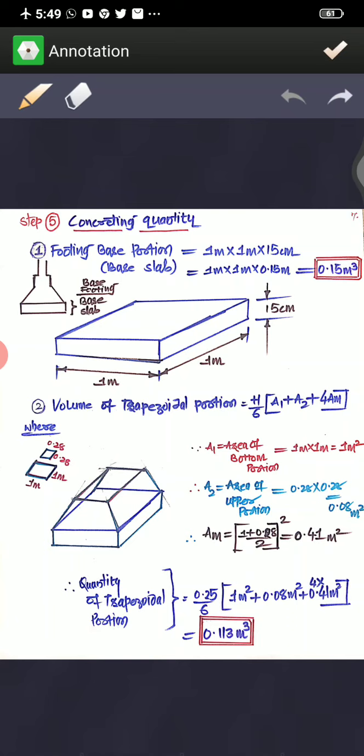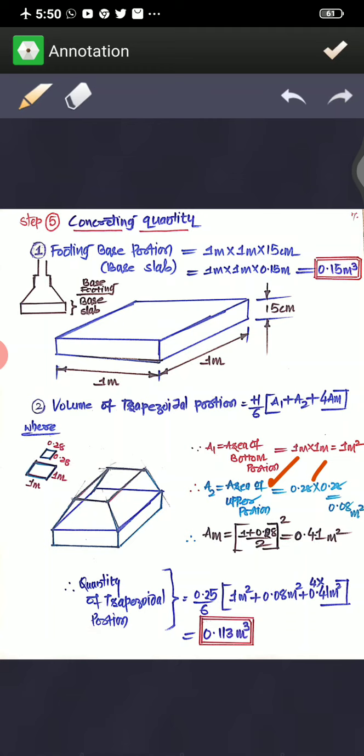Now for this trapezoidal or tapered portion, you can use the trapezoidal formula, h by 6 into (a1 plus a2 plus 4 times am). a1 is the area of the bottom portion, which is 1 meter by 1 meter. Then the area of the upper portion here is 0.28 into 0.28, that is 0.08 meter square.